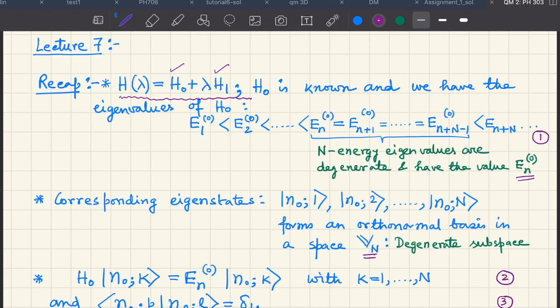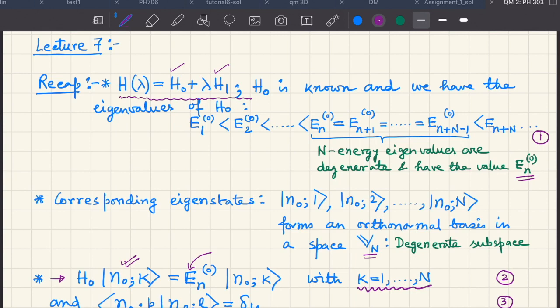Now, we also recall that if we apply our unperturbed Hamiltonian onto any one of these unperturbed eigenstates n naught semicolon k, then it is going to give us the same value of the energy. The eigenvalue will always be En naught, with this k always running from 1 to capital N.